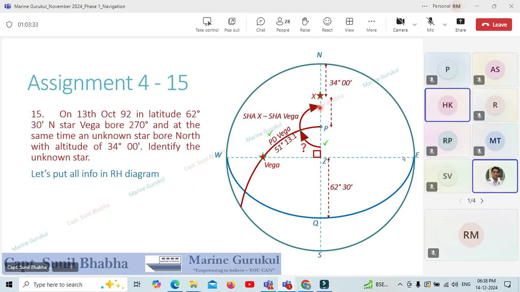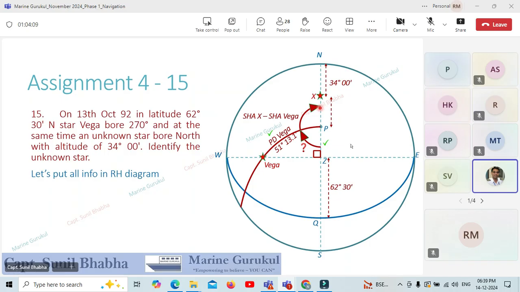Sir, I have a doubt in this SHA. Now, what you said is this angle P till Vega is the LHA. That's right. And then 180 minus this angle P will give me this angle, November Papa Vega. Yes, sir. Right. What's the doubt, beta? So, sir, this SHA X minus SHA Vega, why it's like that, sir?